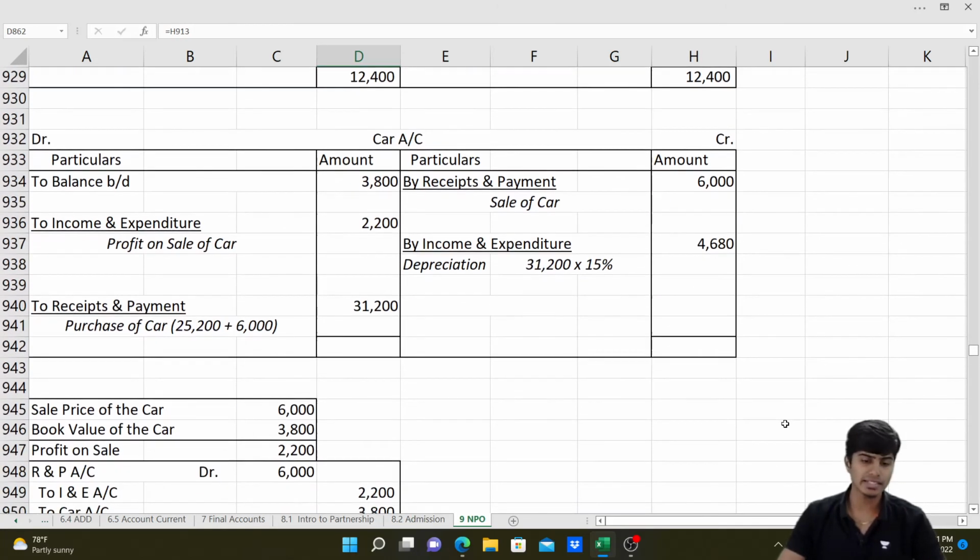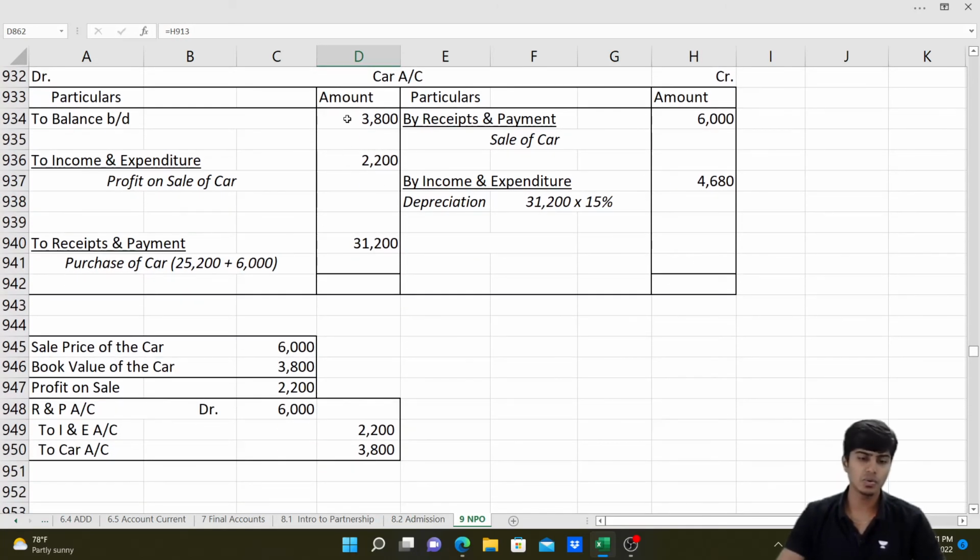Now we'll go to the last ledger, car account. Car account, opening balance 3,800. It is completely sold for 6,000. We book profit of 2,200. There is purchase of 31,200 worth car, which is depreciated by 4,680.